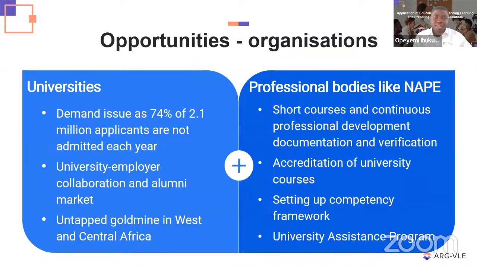And then, apart from even that, in terms of what we are lacking, there's also the opportunity in terms of university-employer collaboration and the alumni market, which is a huge one. And then an untapped gold mine in West and Central Africa. A lot of West African and Central African young people are demanding education from Nigeria. We can be the UK for them. Then professional bodies, so short courses, accreditation, setting up competency frameworks, and then like what NAPI does in terms of university assistance programs, where you can scale that in an efficient manner.